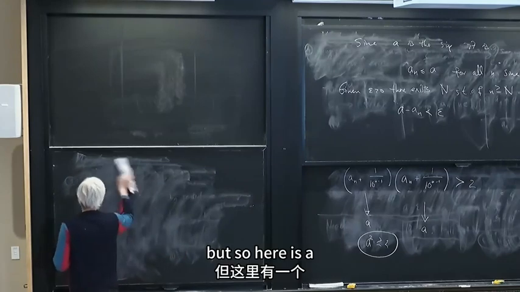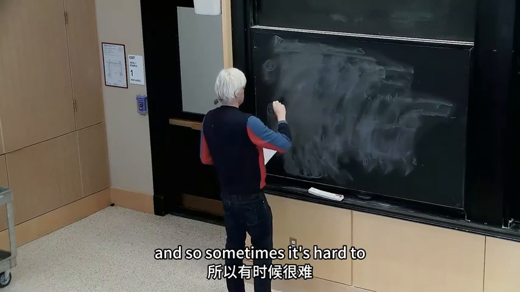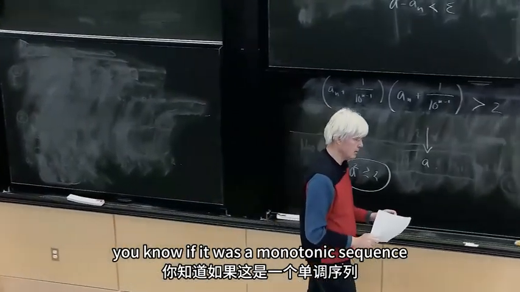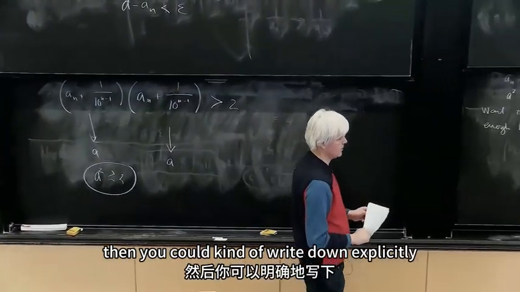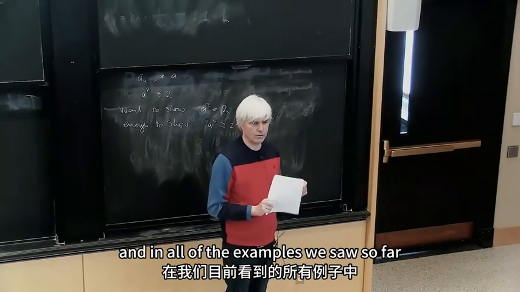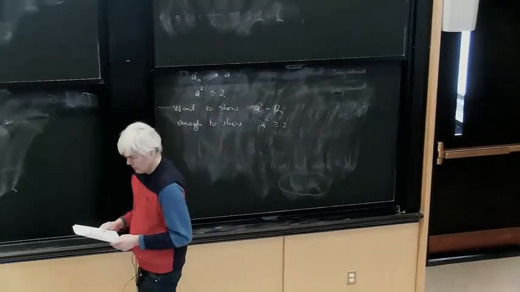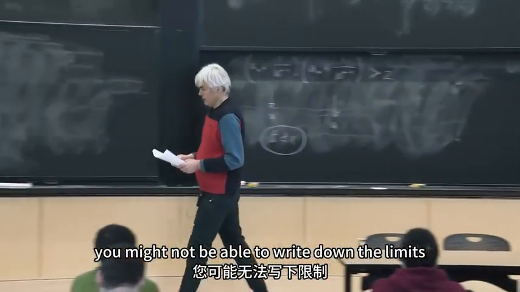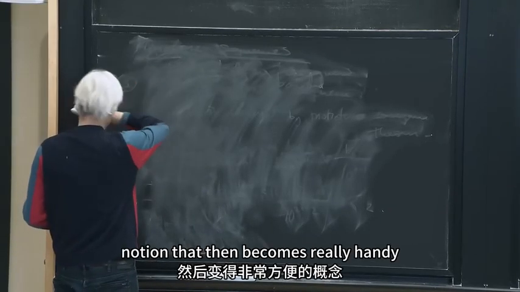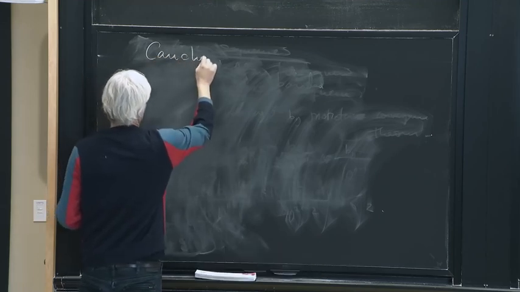But here's a really important concept. If it was a monotone sequence, then you could write down explicitly what the limit was, right? And in all of the examples we saw so far, it was easy to write down the limits. But in general, you might not be able to write down the limits, but you want to prove that the limit exists. And so this is the following notion that then becomes really handy, and that's the notion of a Cauchy sequence.